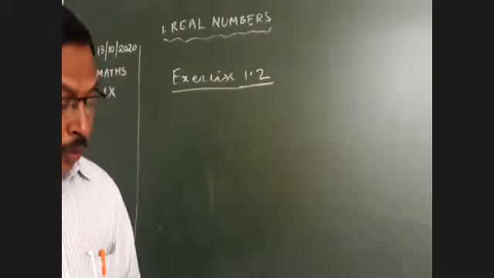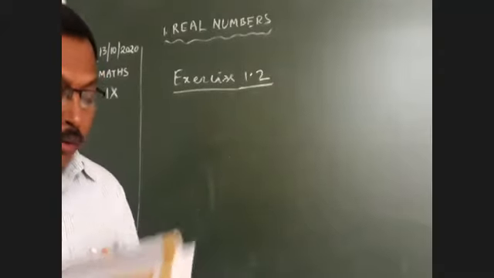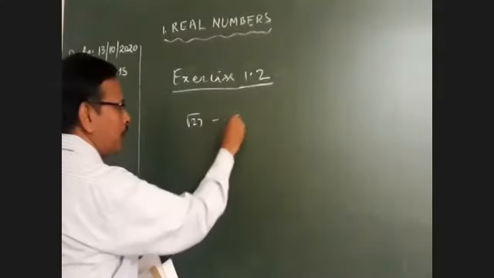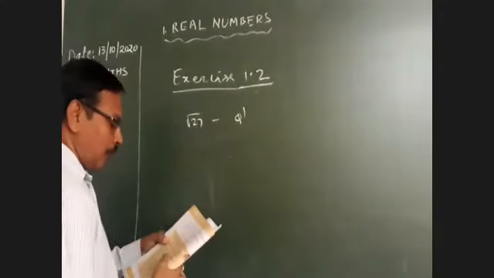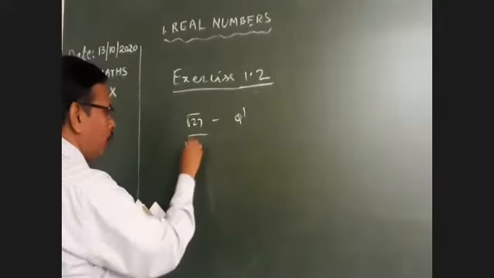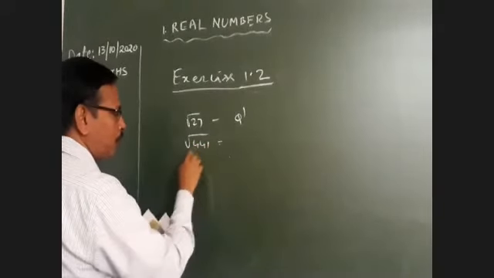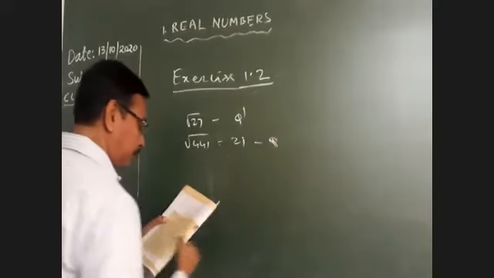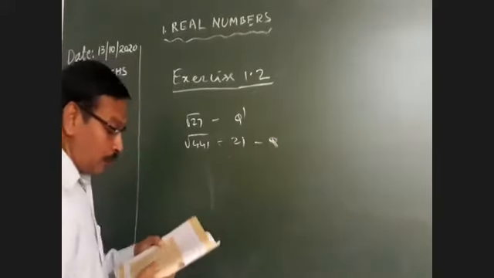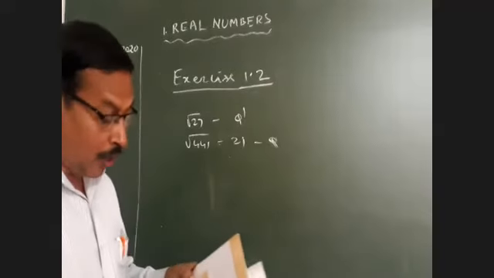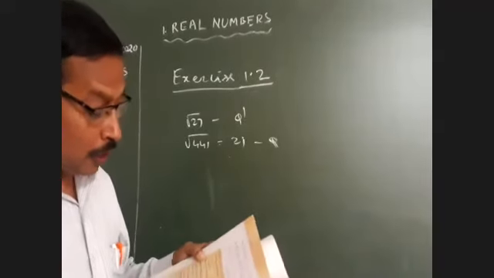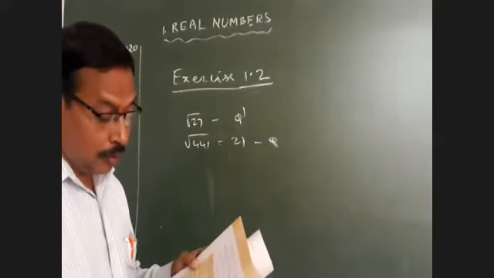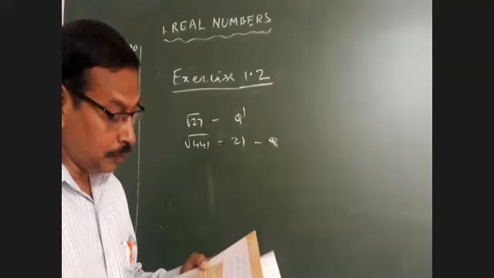First one is root 27. Root 27 is a non-perfect square root, so it is irrational. Next, 441 is a perfect square, so the square root is equal to 21. Therefore, it is rational. The third one is irrational because dots are already given. Fourth one also irrational. Fifth one, there are no dots here, so it is rational. Sixth one is also irrational.